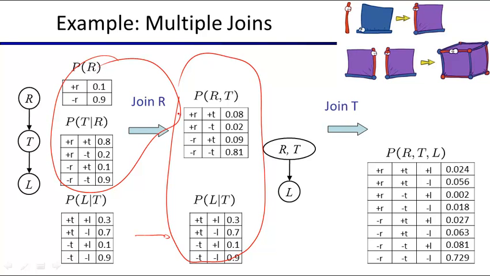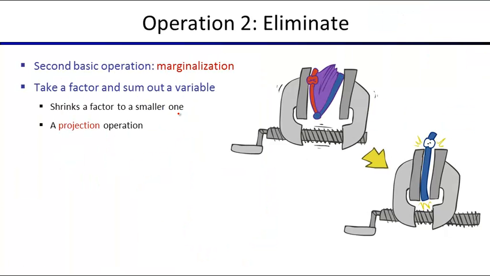Okay, that was join on R, join on T. We have the full joint. That's fine. Now we marginalize. What do we do to marginalize? We sum out the variables we don't care about. This is a projection operation. You get rid of some variables, makes things smaller.